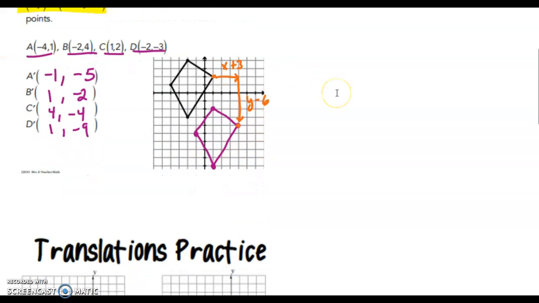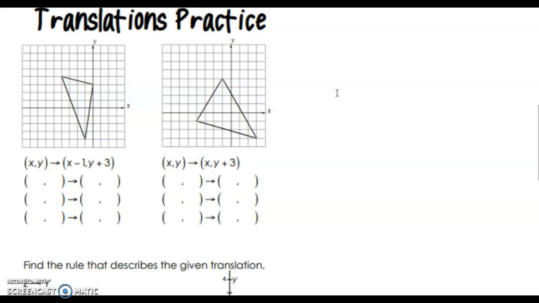Okay, let's look at this translations practice page. I think this lays out really nicely with the mapping notation. Let's write down what our points are. This point right here is (0, 3). If we use the rule listed above, x minus 1, y plus 3, then our new point is going to be (negative 1, 6). Let's go ahead and graph that.